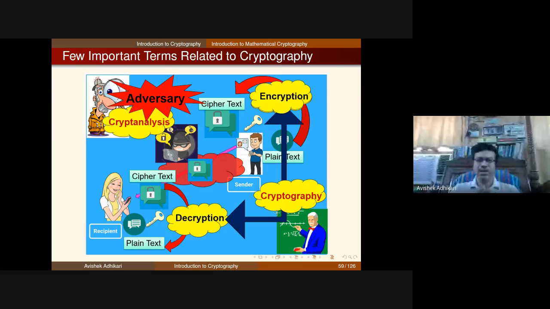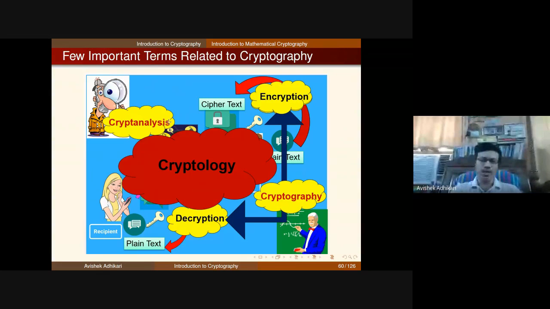So anyway, cryptography basically consists of two things. One is a constructive scheme, that is known as cryptography. Another is known as cryptanalysis, which we call destructive things. So in a broader topic, we call it cryptology. Cryptology is a broader topic which actually consists of two things. One is cryptography, another one is cryptanalysis.